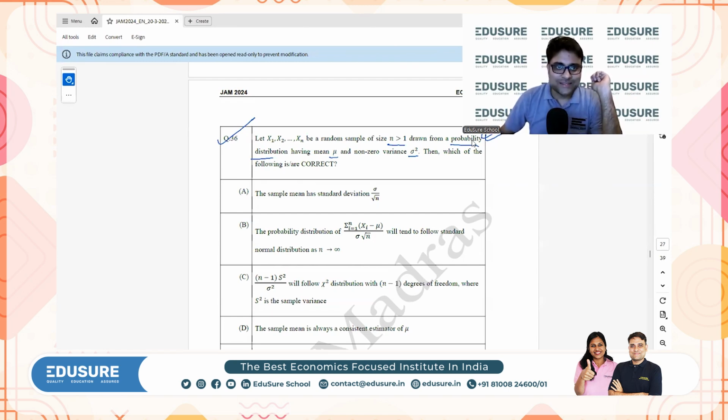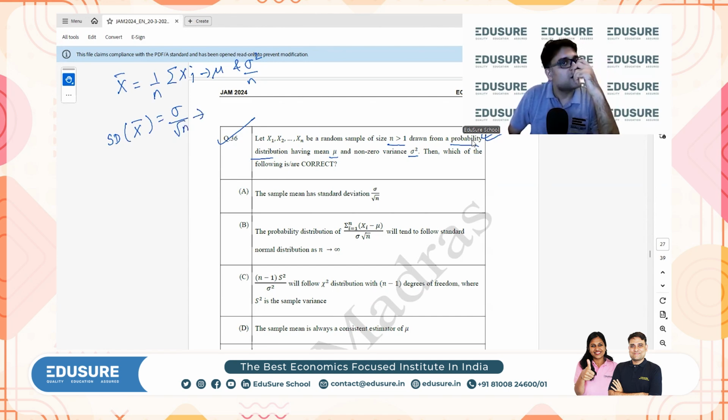The sample mean has a standard deviation of sigma by root n. Now, x bar, which is equal to 1 by n summation xi, is a random variable with mean mu and variance as sigma square by n. Hence, the standard deviation of the sample mean, which is also called the standard error, is sigma by root n. So first one is correct. So it is a part of the answer.